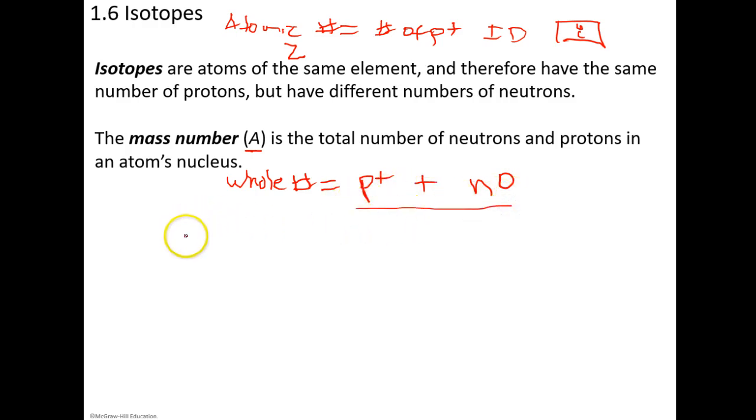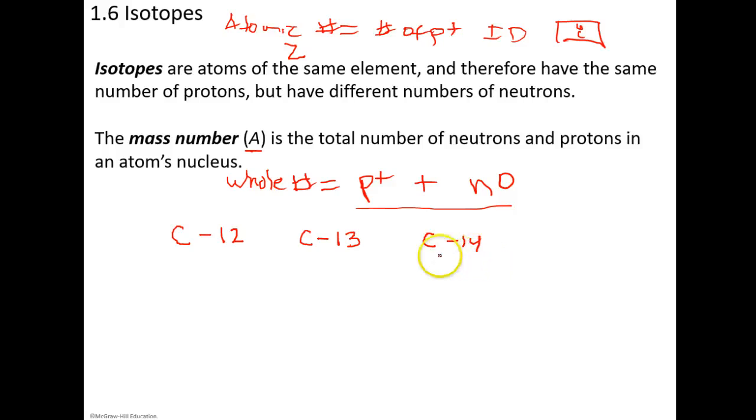So for example, carbon. In nature there are three different types of carbon. There's what's called carbon-12. It has a mass number of 12. Another carbon has a mass number of 13, and another carbon has a mass number of 14. And these are the masses. If I were to weigh it, it would weigh 12 grams. If I weighed this, it would weigh 13 grams. If I weighed this, it would weigh 14 grams.